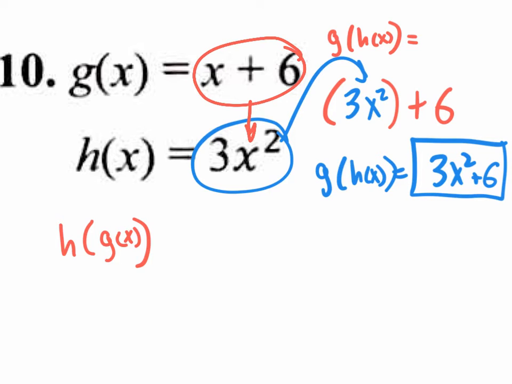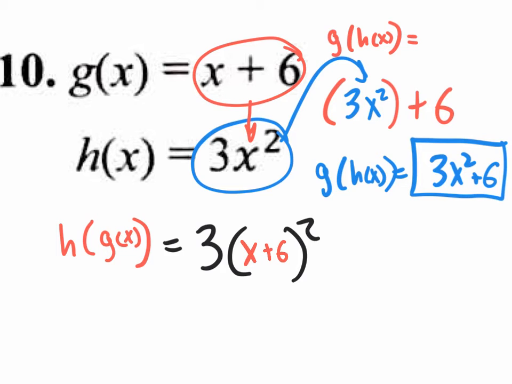So let's start by writing the h of x function. I want to write it as 3x squared, but instead of x I put parentheses because I'm going to plug in the g of x function right in there. And the g of x function really is x plus 6, so put it right in there. X plus 6, and then you do the math.